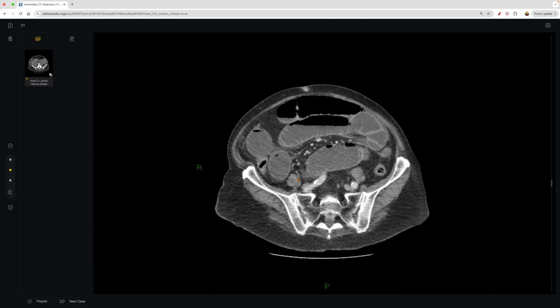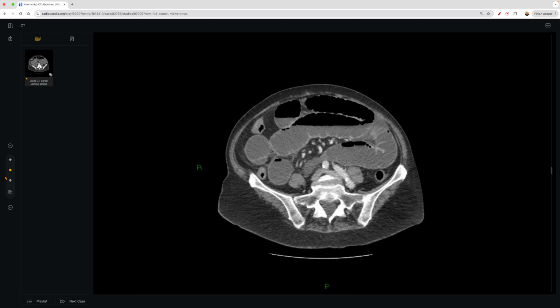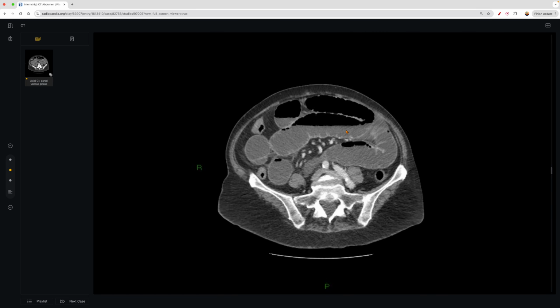In terms of the USMLE exams, certainly identifying the SBO, small bowel obstruction, from the radiograph is important. And then the CT image, it may have it, maybe rarely, but they'll definitely focus on what caused it or what you want to do next.